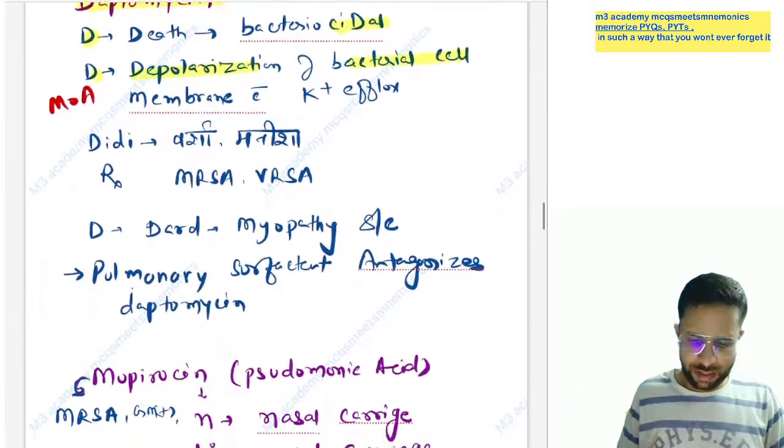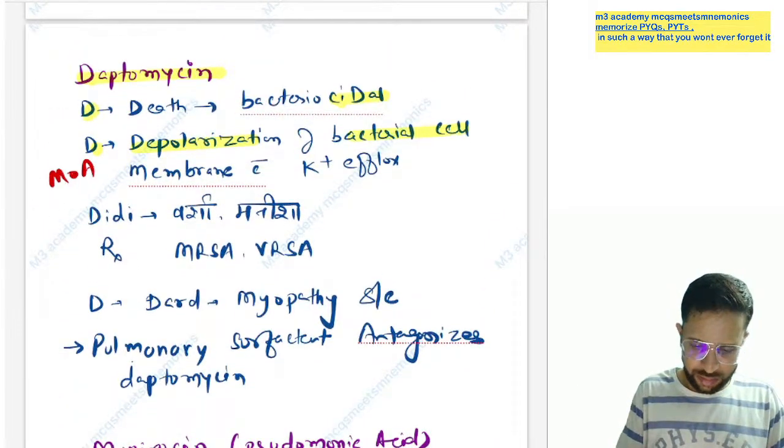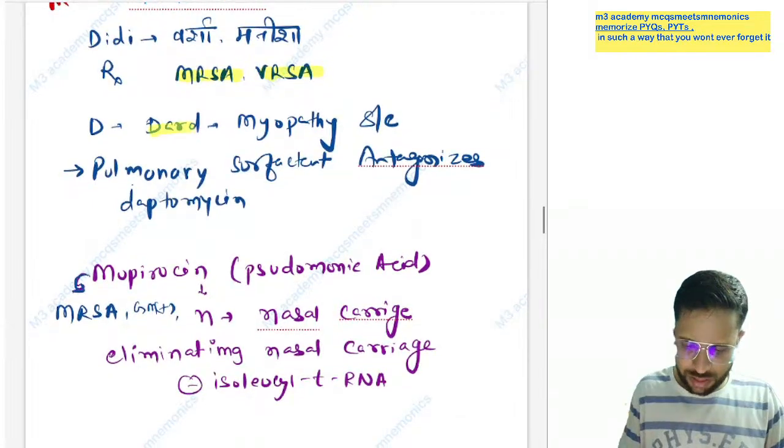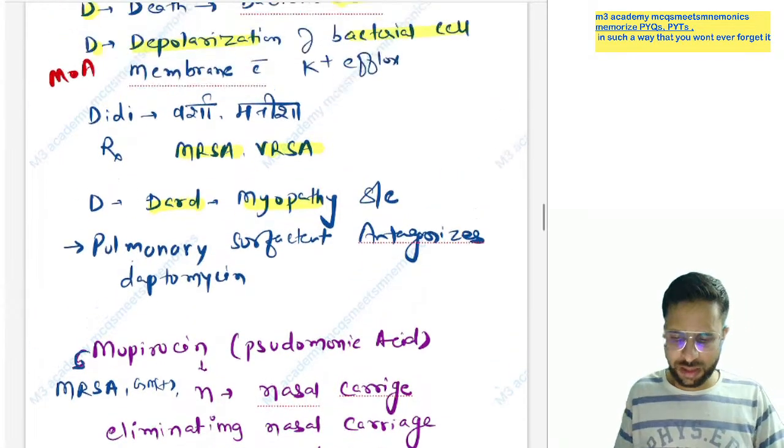Next is D for Didi. What is the Didi's name here? Varsha and Manisha. Varsha means you can remember VRSA, Manisha, MRSA. D for dard means muscular pain, myopathy is a side effect.